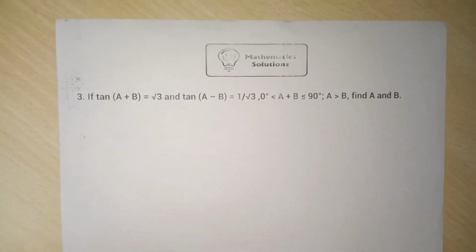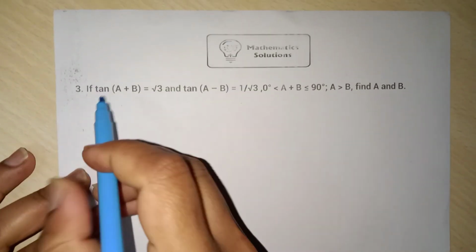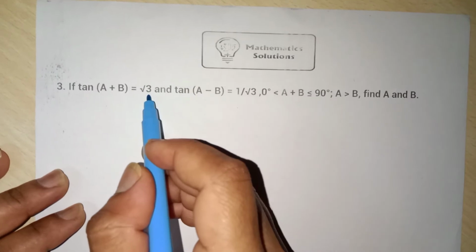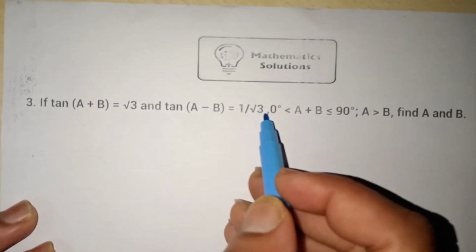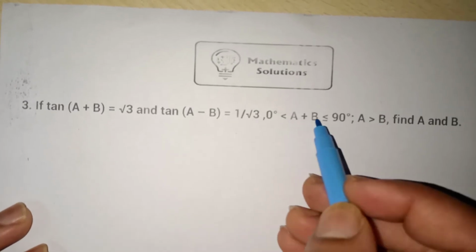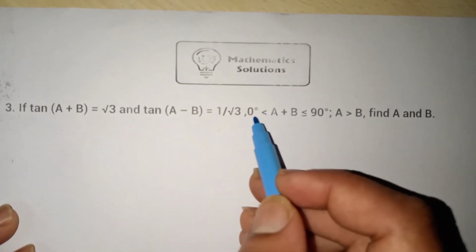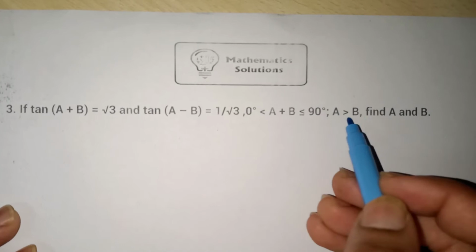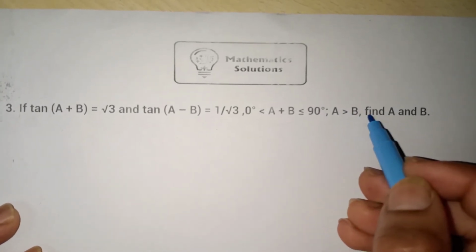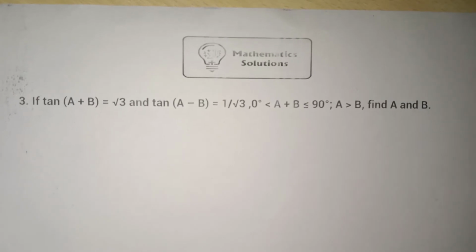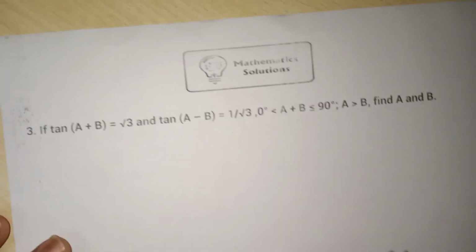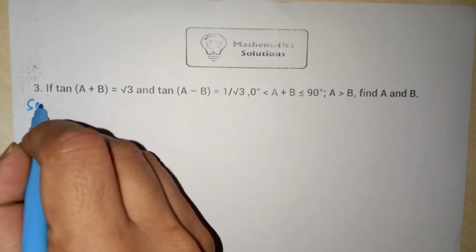Question number 3 is: if tan (a plus b) is equal to root 3 and tan (a minus b) is equal to 1 by root 3, and the value of a plus b lies between 0 and 90 degree, a is greater than b, find a and b. We have to find the value of a and b here. So let's find the solution.